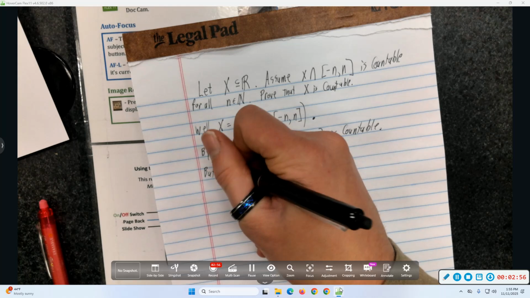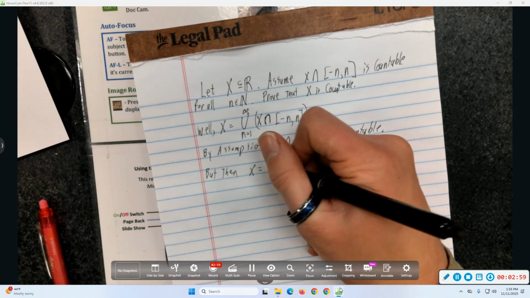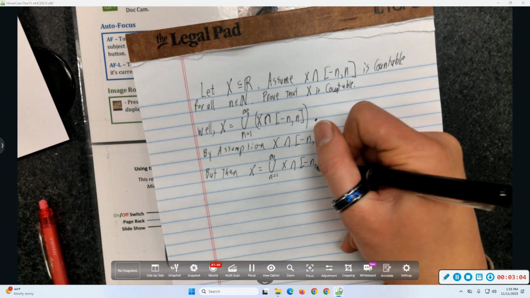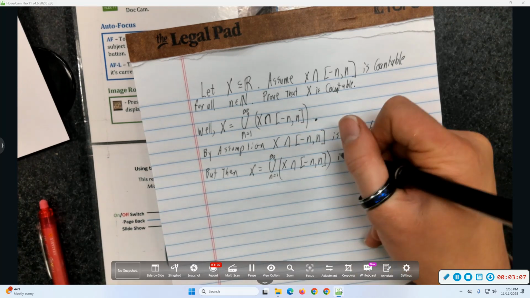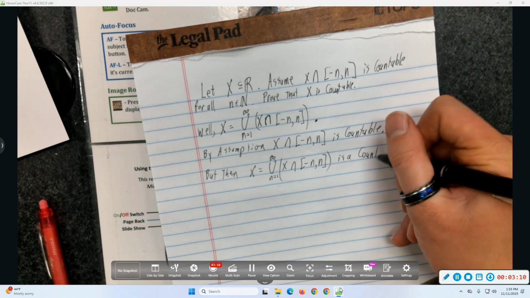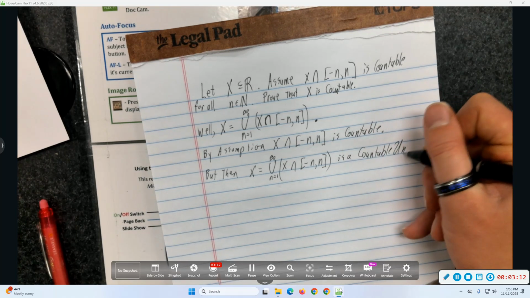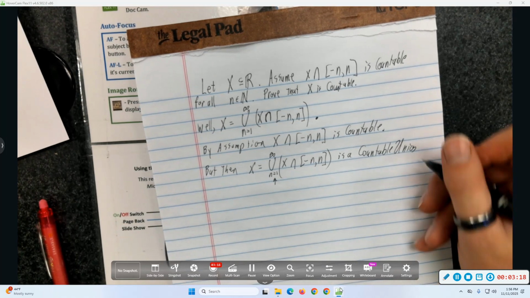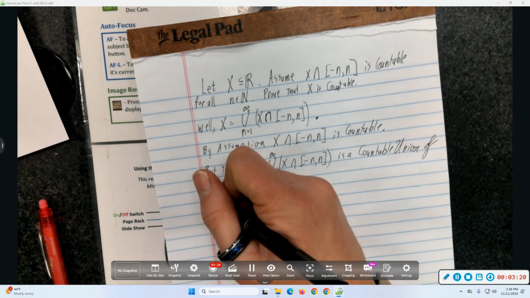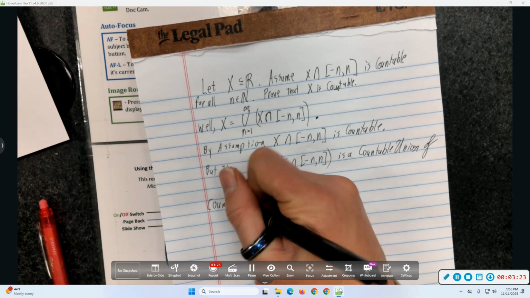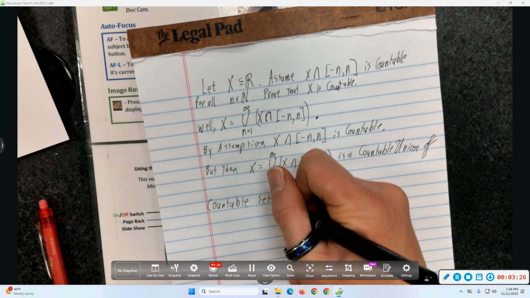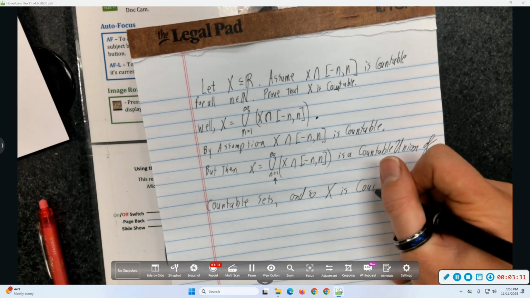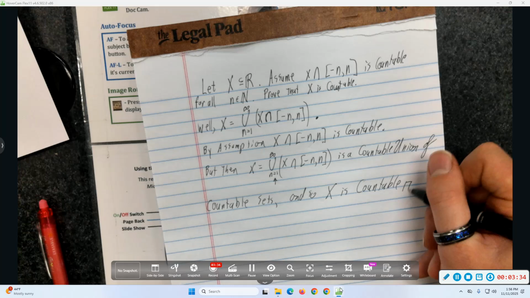But then X, equal to the union from n equals 1 to infinity of X intersect [-n, n], is a countable union, because that union only runs through natural numbers, so I'm only unioning up countably many things, of countable sets, and so X is countable. Oh, neato. There's a proof.